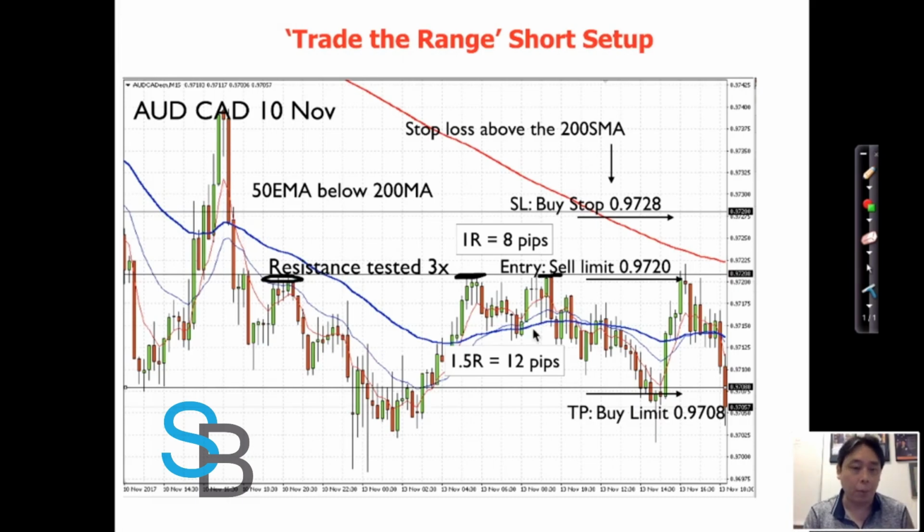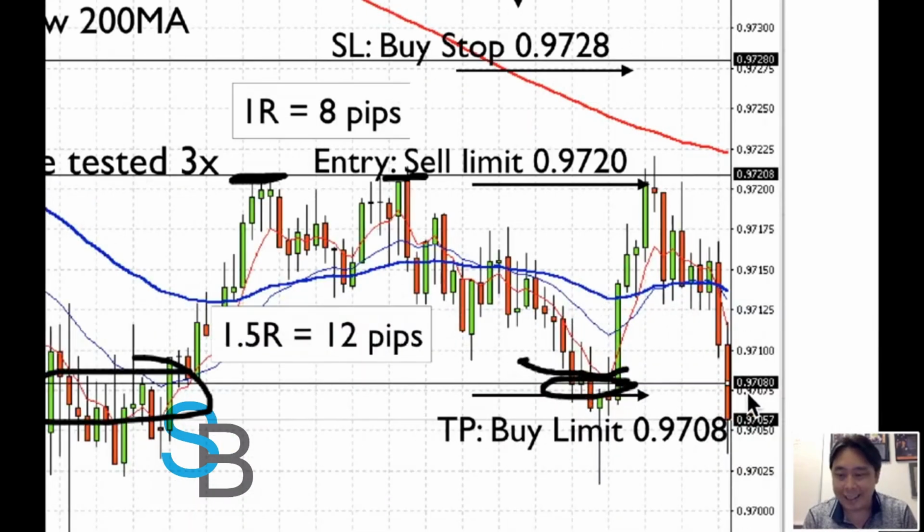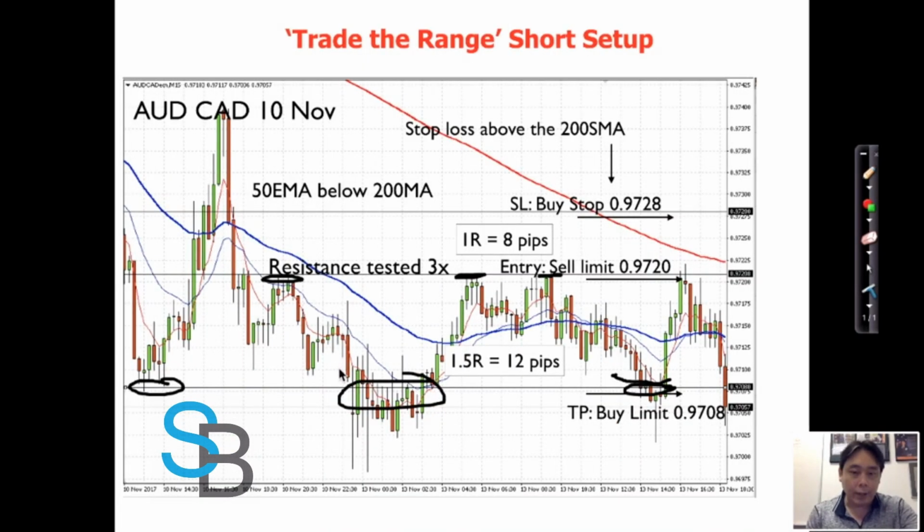Do I have an obvious support level? Yes, I've got support, support, and support over here. So support levels at about 97.08. Now again, you can see that it did not exactly touch that support. It broke through that support, and again, it broke through over there.